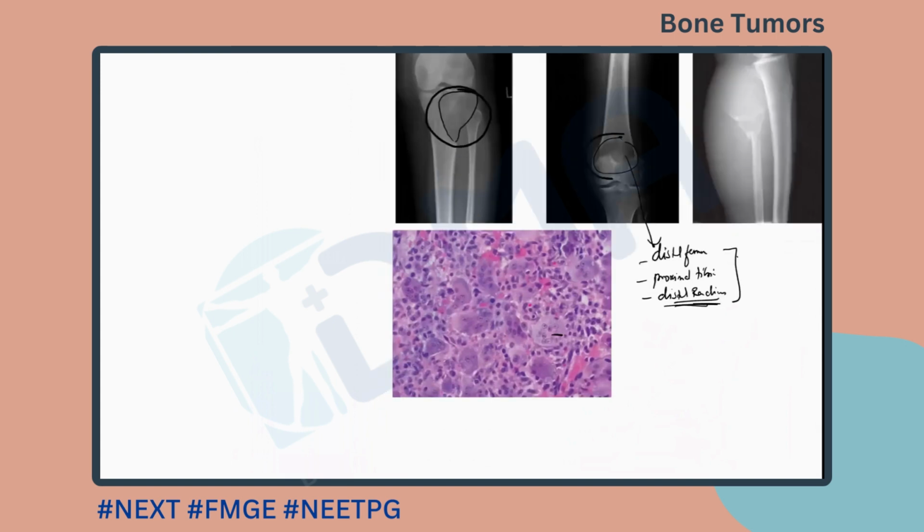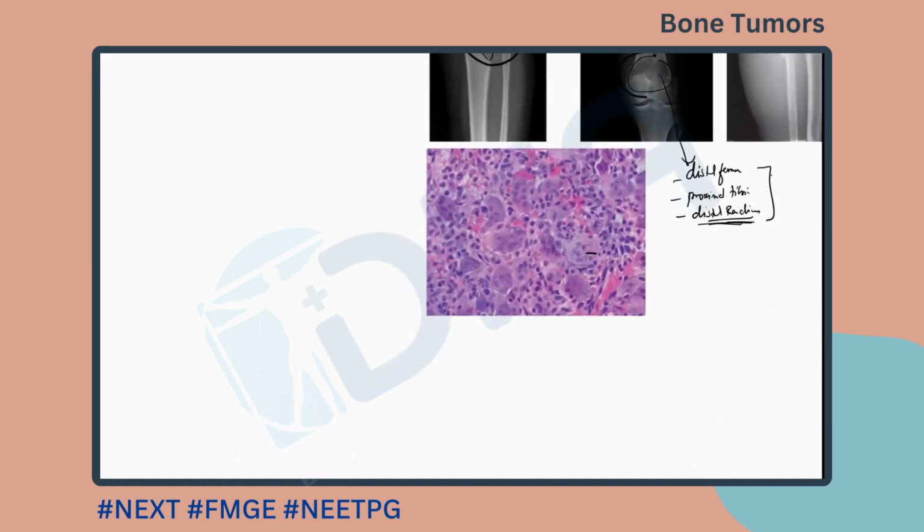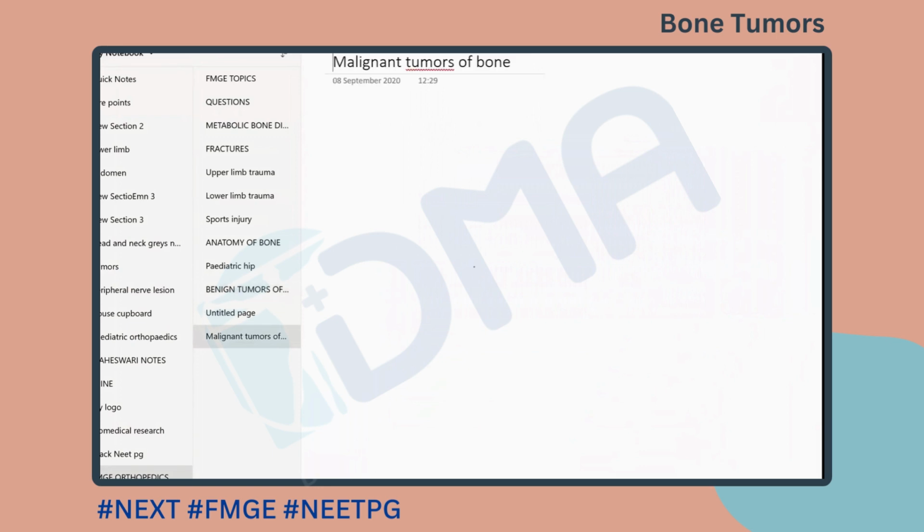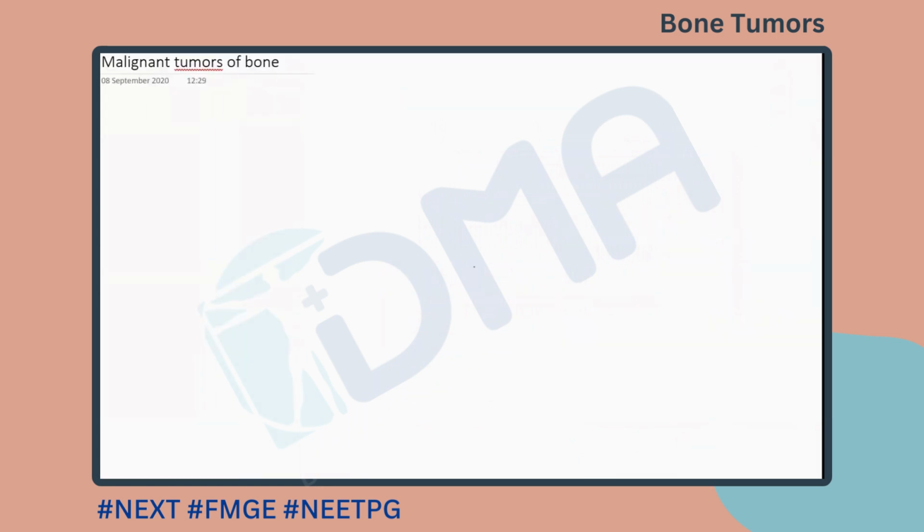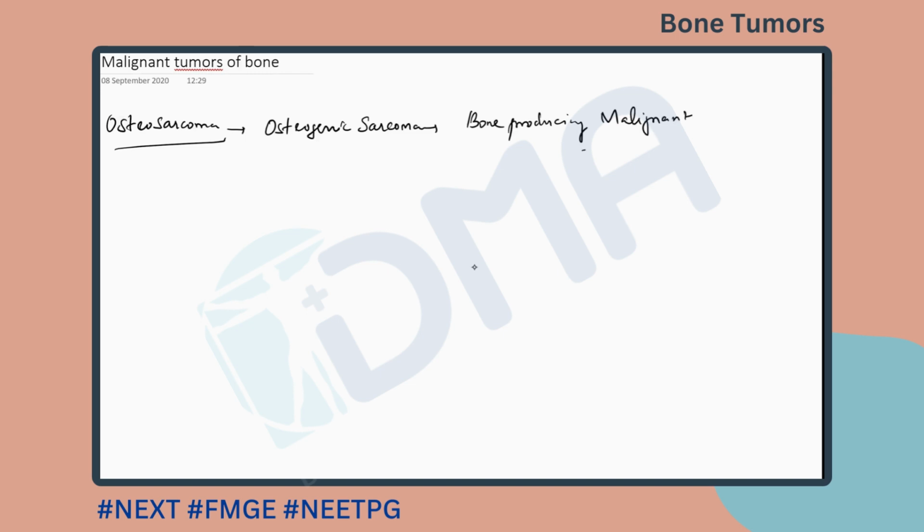Okay. So we'll go to the next part of tumors, that is malignant tumors of the bone. In malignant tumors of the bone, we'll see two important tumors. One is osteosarcoma. Osteosarcoma, also called osteogenic sarcoma, which means these are bone producing tumors. These are bone producing malignant tumors. Sarcoma means malignant. Okay. So bone producing malignant tumors.